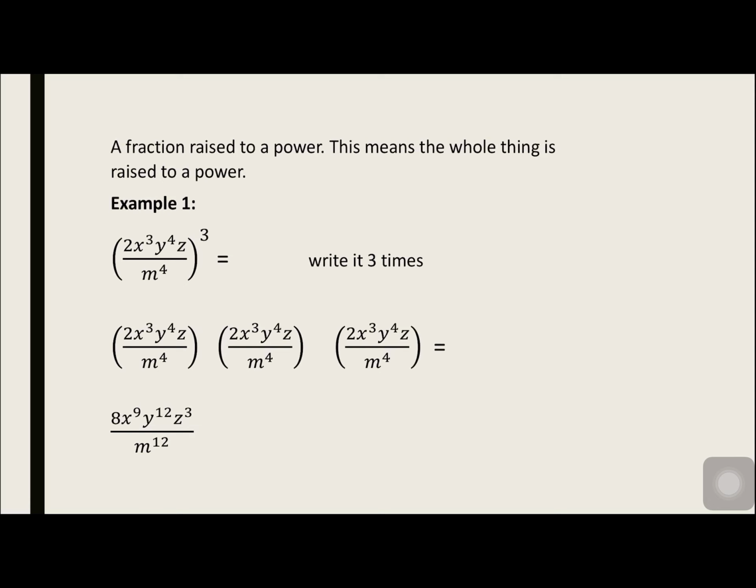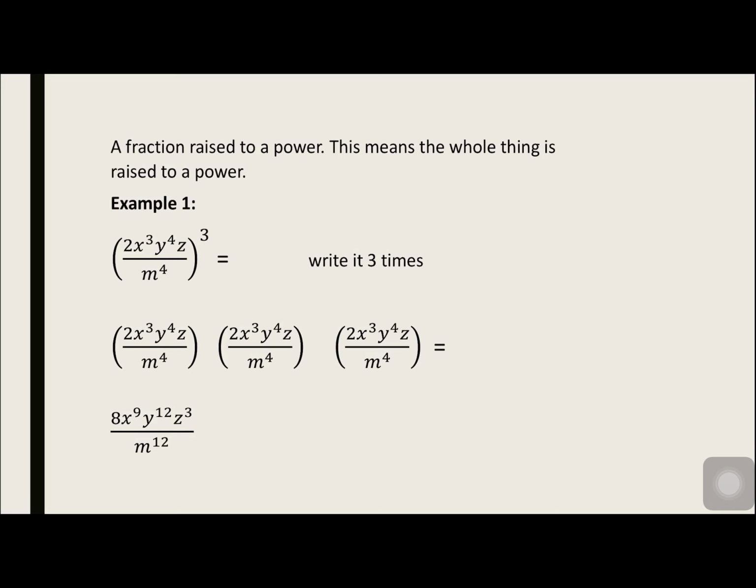A fraction raised to a power. This means the whole thing is raised to a power. Example 1. 2x cubed, y to the fourth, z over m to the fourth, all raised to the third. Means write it out 3 times. 2 times 2 is 4, times 2 is 8.